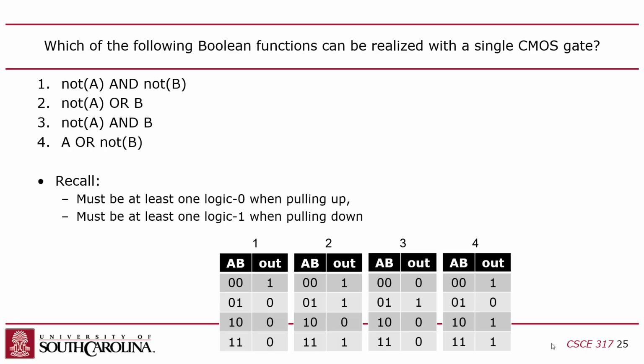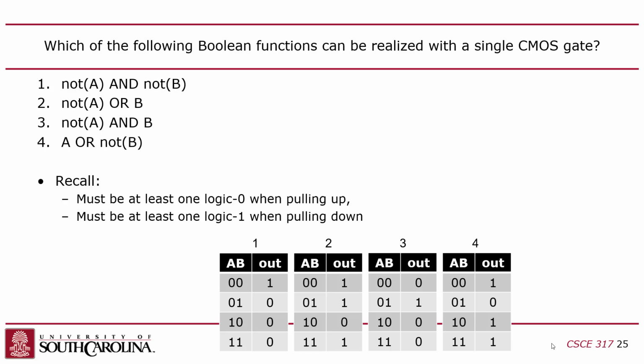So this question, I have an example question. Which of the following Boolean functions can be realized with a single CMOS gate? In this case, instead of giving you a single gate, I'm giving you Boolean logic: not A and not B, not A or B, not A and B, A or not B. To figure this out, you have to build a truth table for each one of those 4 options, as I did here. For each one, you have to make sure that if you're pulling up, you need to have at least one 0. So we're good here. If I'm pulling down, I have to have at least one 1. Okay, that works.